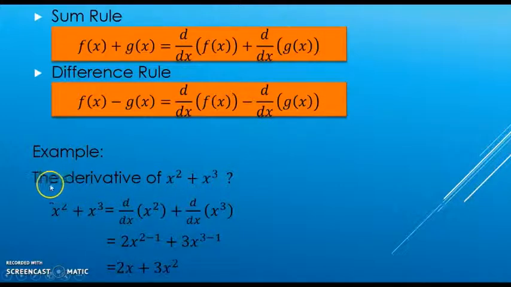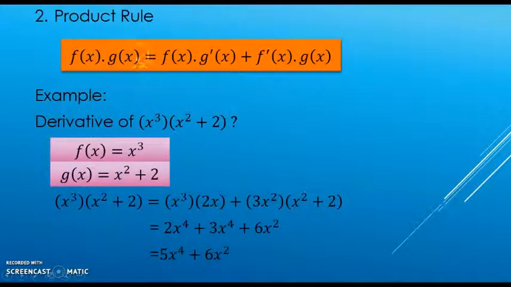Okay, let's see the example. The derivative of x squared plus x power of 3 is, okay, here we can see fx is x squared and gx is x power of 3. So the derivative of x squared plus x power of 3 is 2 times x power of 2 minus 1 plus 3 times x power of 3 minus 1. So the answer is 2 times x plus 3 times x squared.